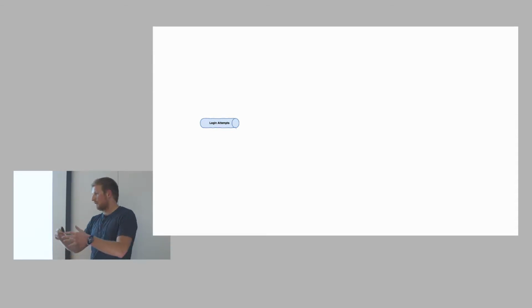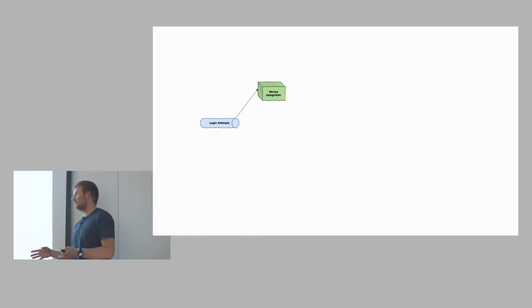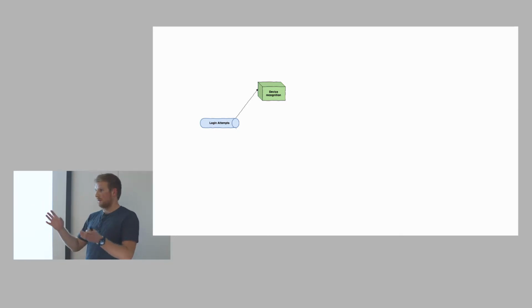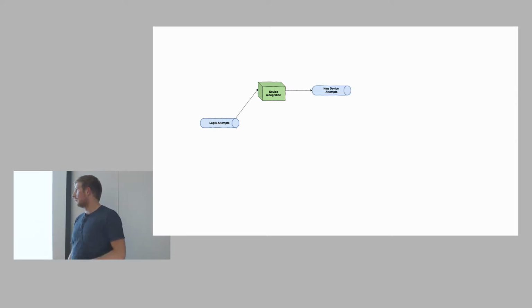Now, what we can do in terms of the big picture. We are consuming login attempts. This is our entry point. And the first stream processor that we are going to discuss is device recognition. The device recognition stream processor consumes login attempts, does its magic, which we will see how to implement in a second, and emits an event if the attempt matches all these requirements, to be discovered as a new device attempt.